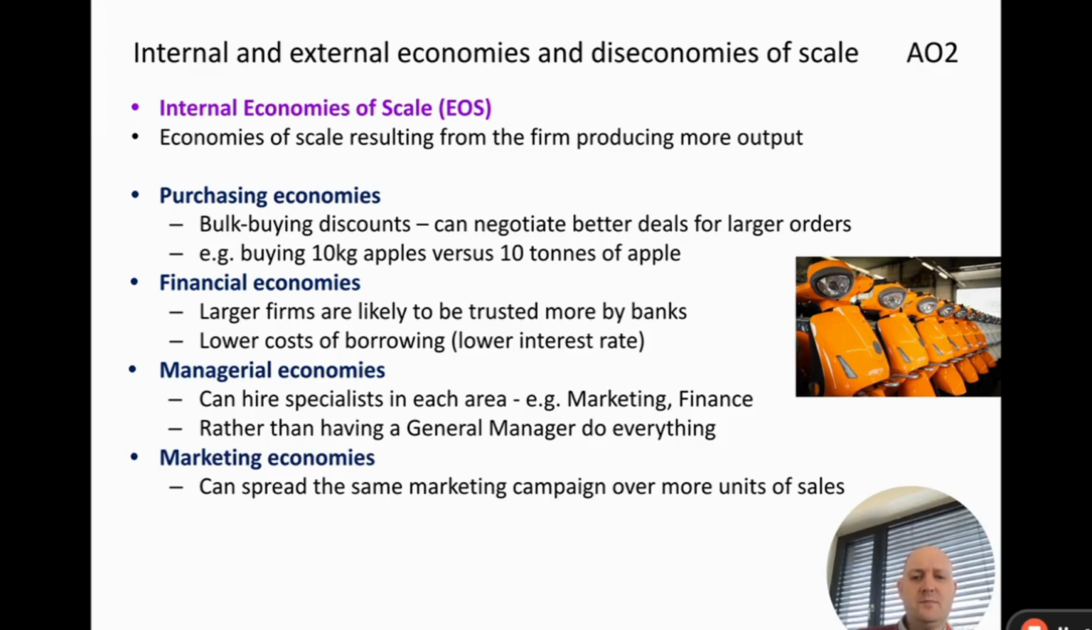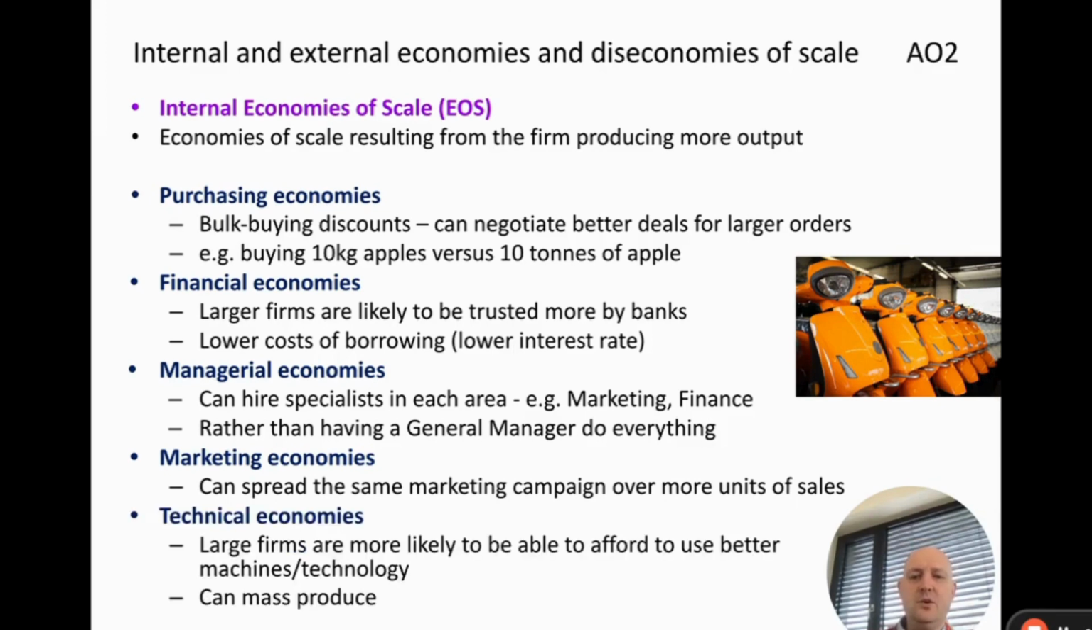Marketing economies, this means we can spread the same marketing campaign over more units of sales. So let's say we spend 5 million in 1 year on marketing, then the more sales we have, we can spread the cost, that 5 million, over more sales. Now, it's true that every year the marketing budget is likely to go up as the business grows. But in general, over a year, the more we sell, then the cheaper on average that marketing is going to be.